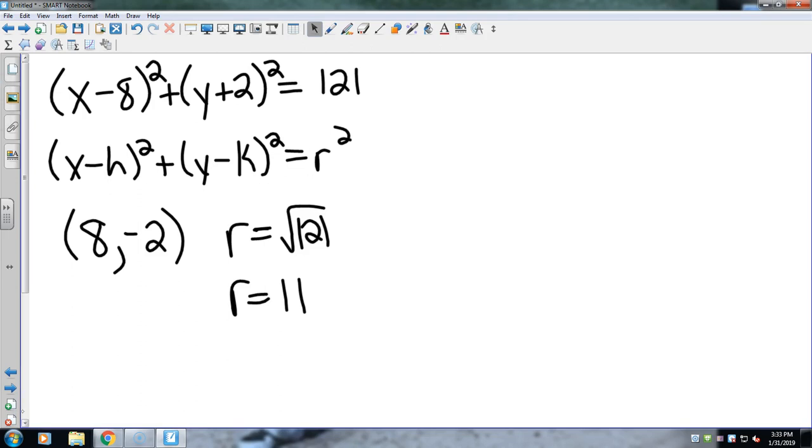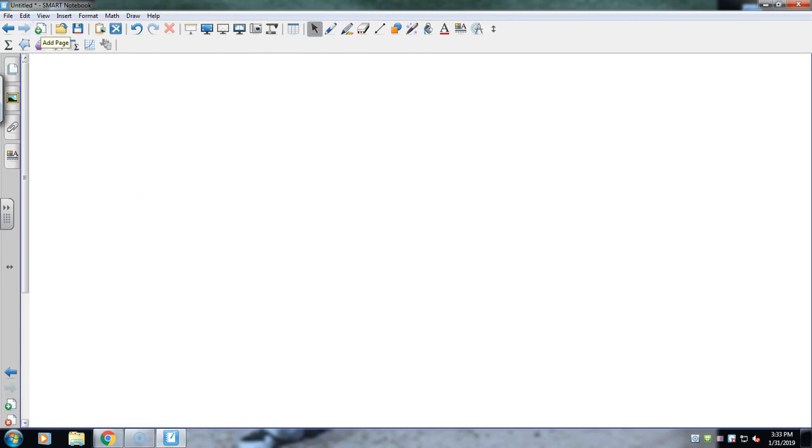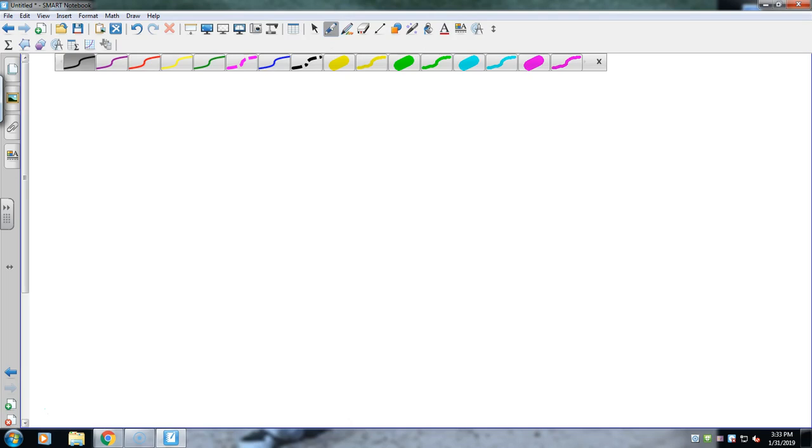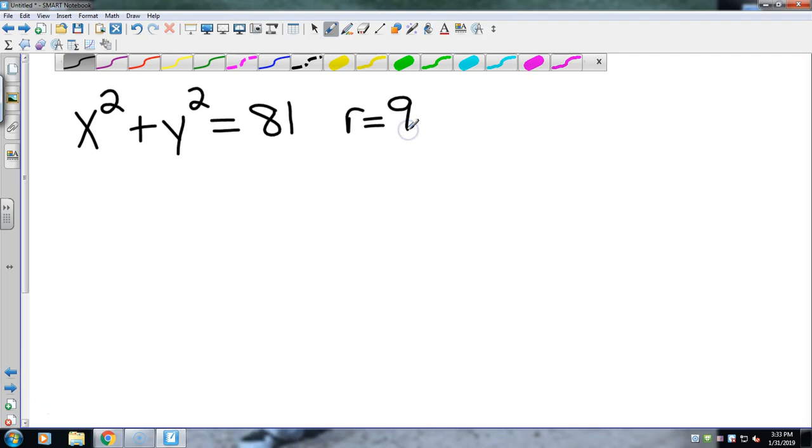Okay, so let's take a look at one final example. What if I gave you something like that, and I wanted to know where the center of this circle is and what its radius is. Obviously, its radius is 9. We would just take the square root of 81, so that's the easy one to get out of the way.